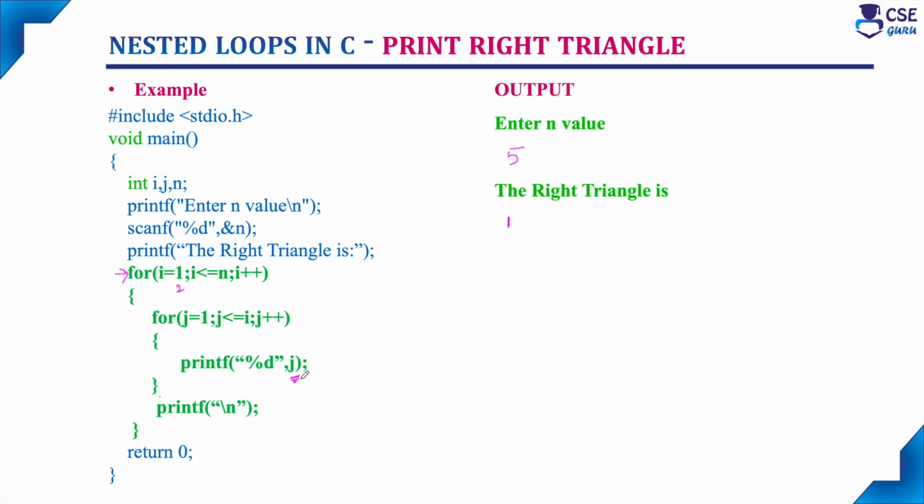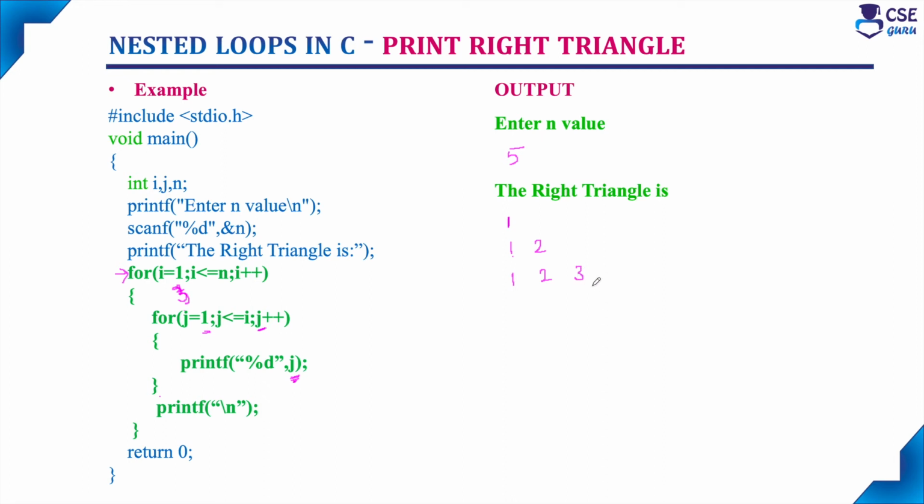So here the j value, it will print 1. In the first iteration of the inner for loop, it will print j value is equal to 1. Again, j gets incremented. In the second iteration of the inner for loop, it will print 2. Next, third iteration of the outer for loop, when i value is equal to 3, it will print the j value, initially 1, 2, 3.